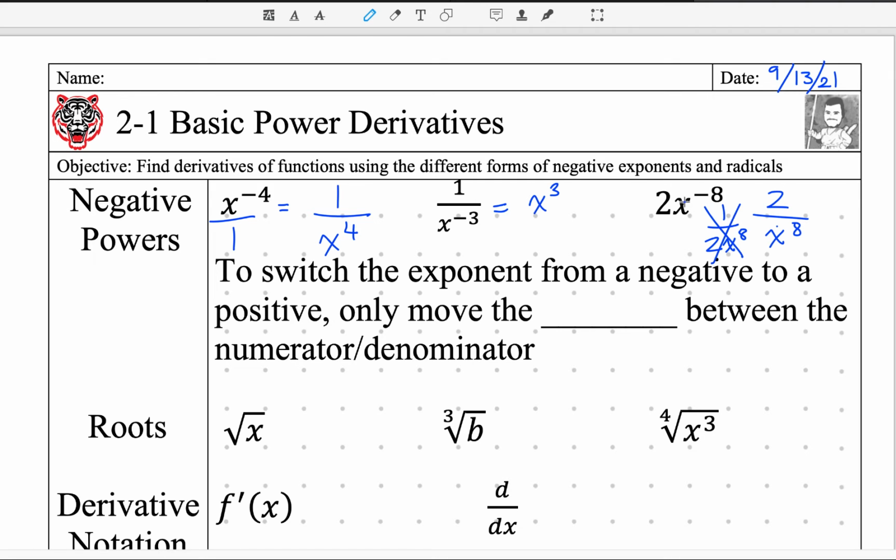All right, so reading on our notes, to switch the exponent from a negative to a positive, only move the variable between the numerator and the denominator. So only move the variable. And that's not always true as a math fundamental, but when you're talking about AP Calculus, usually the variable is going to be the only thing with a negative power. You're very rarely going to have a 2 to the power of -1 times x to the power of -8.